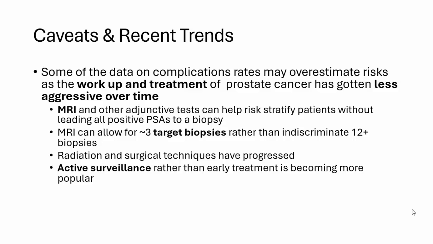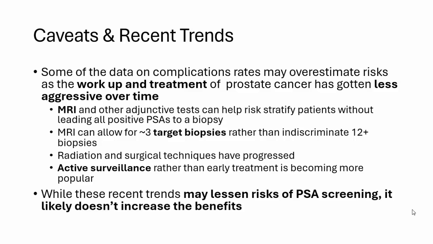Once upon a time, if you had a PSA above 4, that pretty much automatically meant you were going to get a biopsy. Whereas now we track men over time with repeat PSAs and are more selective with how aggressive we are. But while these recent trends may lower some of the harms, it really shouldn't affect the benefits at all. If anything, being less aggressive would be expected to lessen any possible prostate cancer specific mortality benefit.